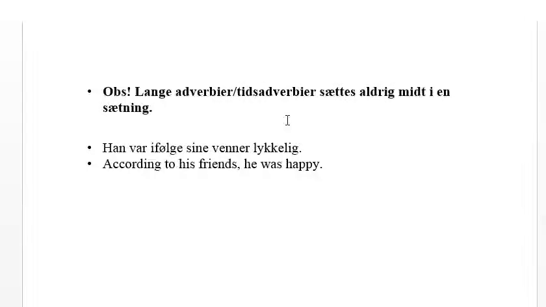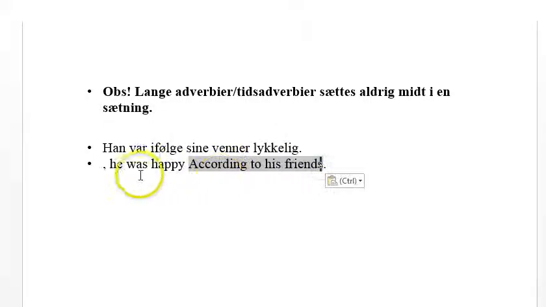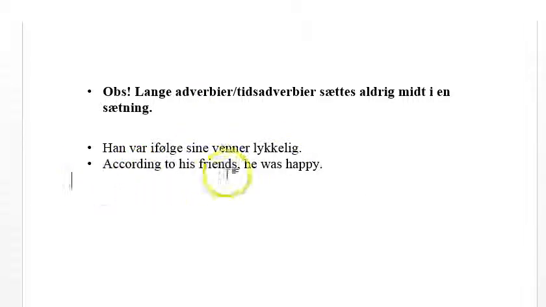At the end, just one little point. Long adverbs are never placed in the middle of a sentence in English. In Danish, you can say han var ifølge sine venner lykkelig. In English, you either put it at the start of the sentence or at the end. He was happy according to his friends, or according to his friends he was happy.